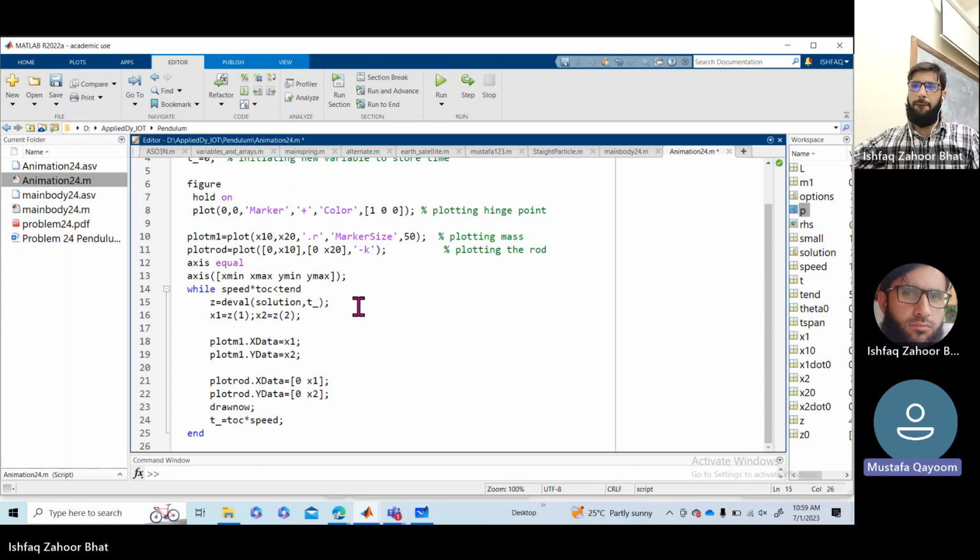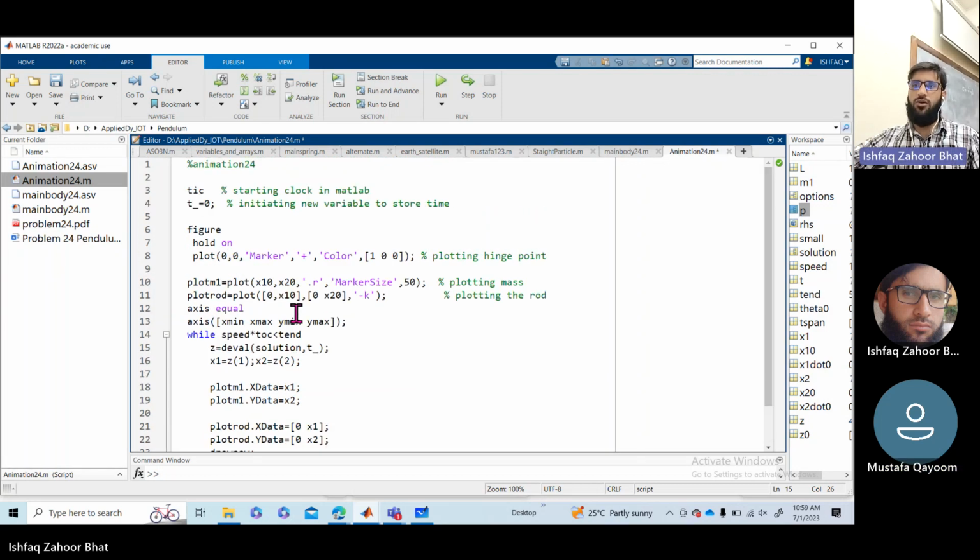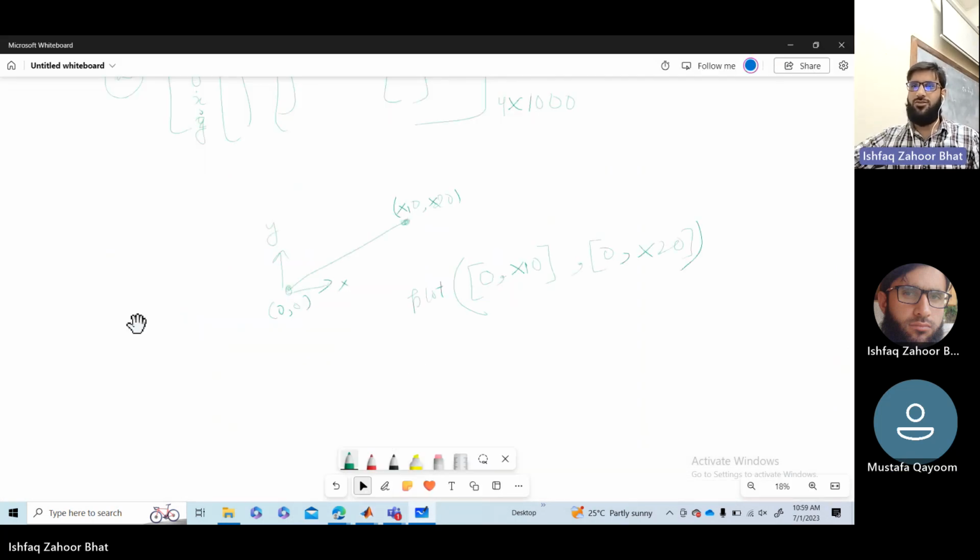Sir, what is this TOC, sir? Okay, I missed that. So there is a tic. Tic and toc. Basically we have a clock. Let's assume this is a clock, and we have set this. When we set it, tic and toc, this is basically 1 second.